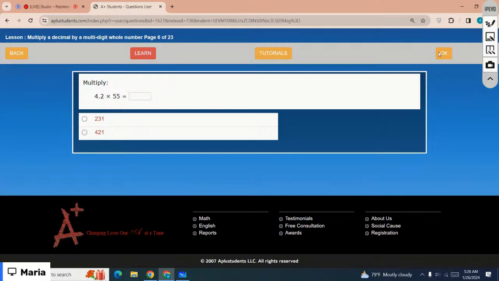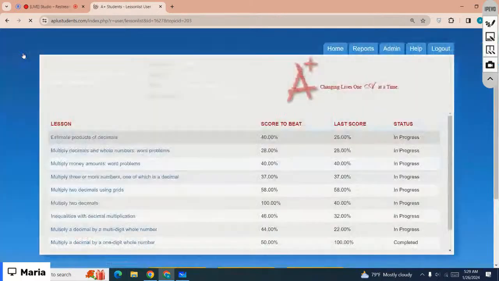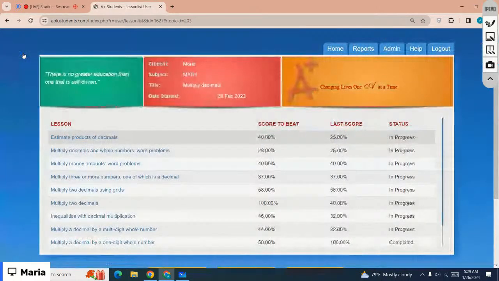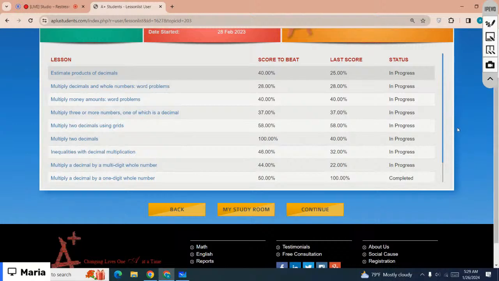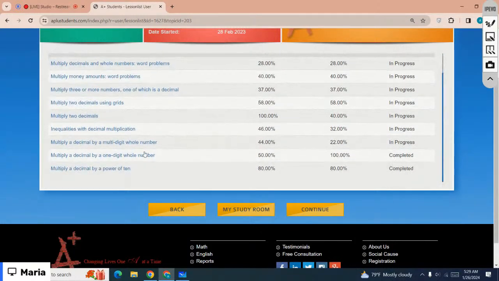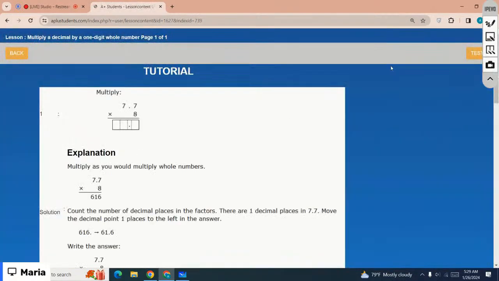The correct option is: 55 times 4.2 is, yes, that is 231. Okay, you can complete the lesson by yourself later today. Let me just move on to the next lesson, and the next lesson is multiply a decimal by a one-digit whole number, right? We have already done this one, but let's just do some of the practice questions quickly.